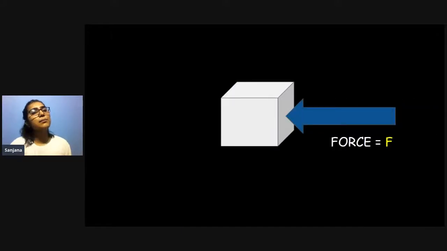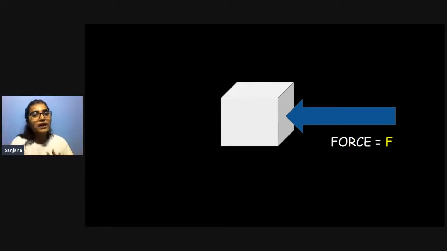And obviously, when the body is moving, it is displacing. So let's say the displacement is S. I'm trying to get all of the concepts clear, and to understand them, these are all the variables that I'm going to use in the derivation. A body is applying force on another body. Let's say the force is F, denoted by capital F.